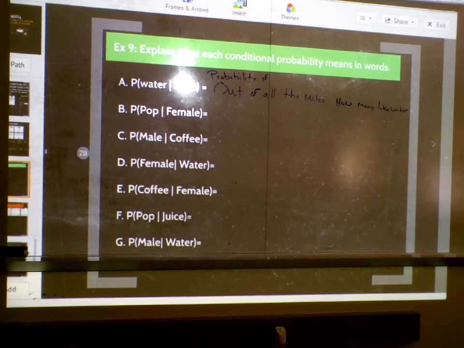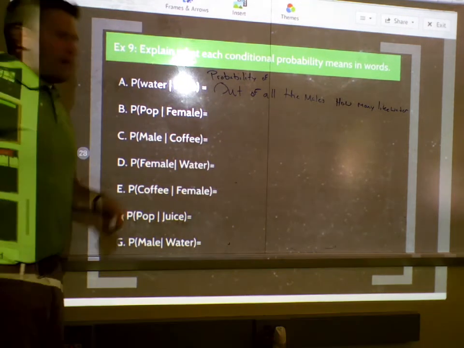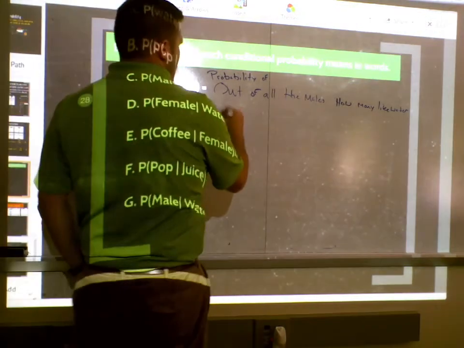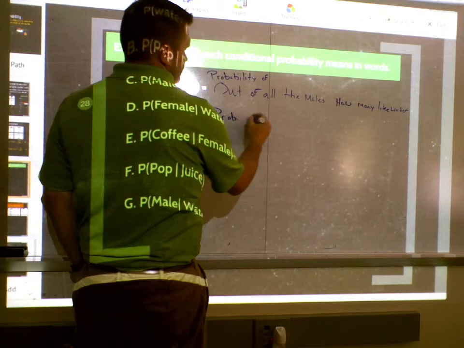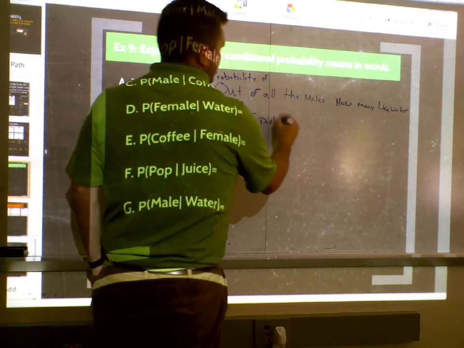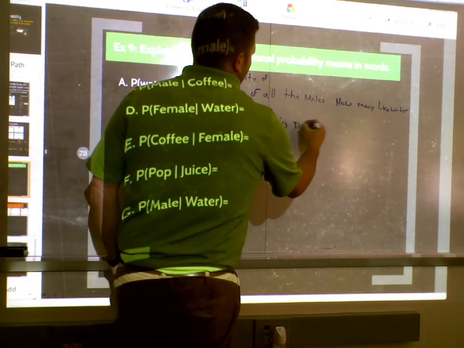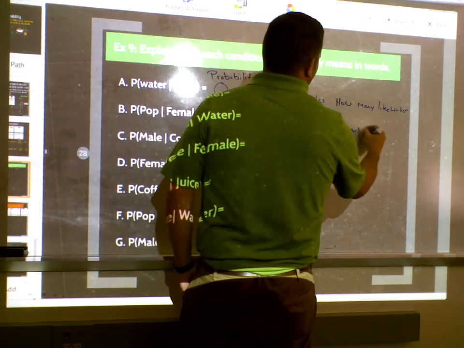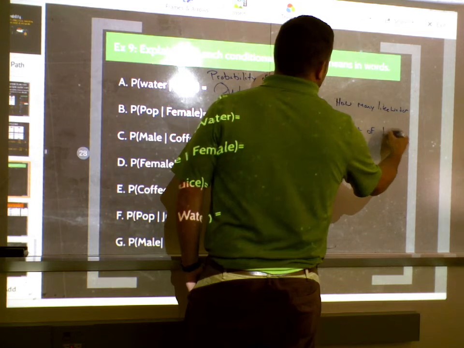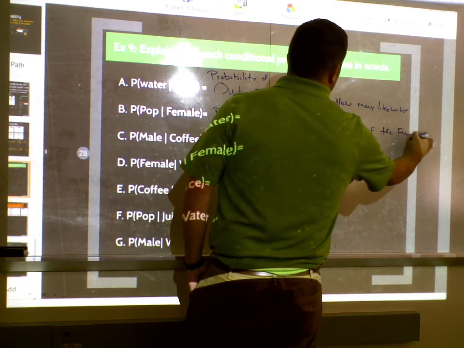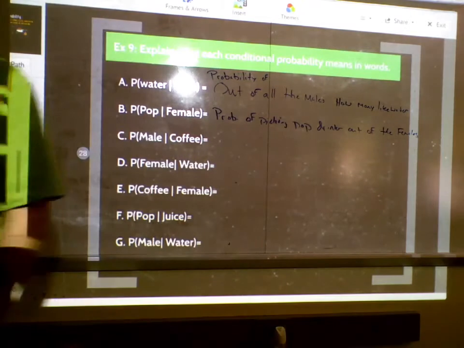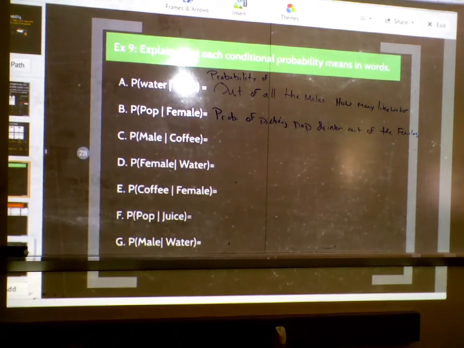All right. Pop and female. So this is the probability of picking a pop drinker, a female pop drinker, out of all the females. Or you can say, out of all the females, what's the probability of picking a pop drinker? Okay, does that make sense?